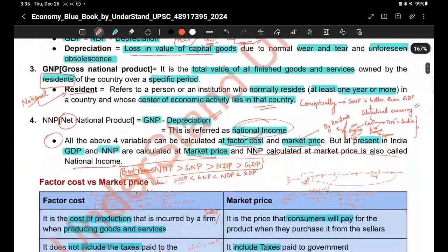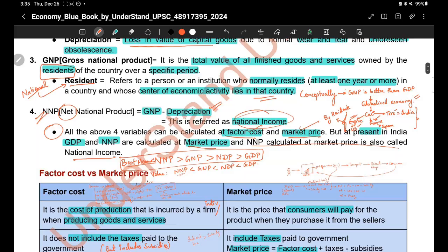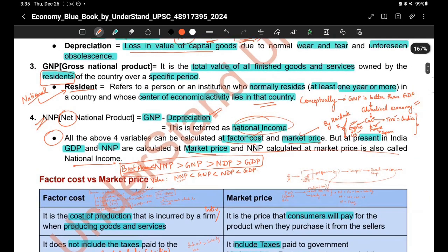We saw which is the best measure? NNP, right? Because it is subtracting everything: depreciation, then the foreigners' income which is being generated in India. That is being removed. It is including only residents' income. So that's why NNP is the best measure. Then comes GNP, then NDP, then GDP. This is how the measures are ranked.